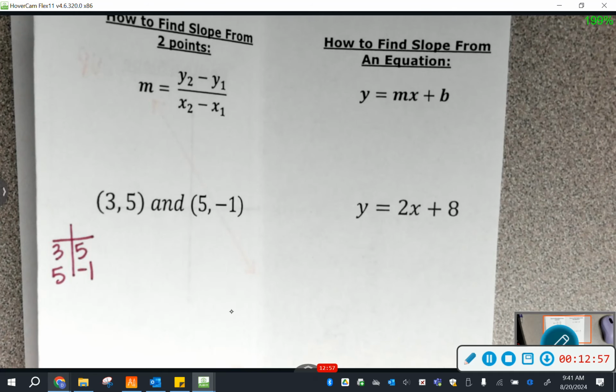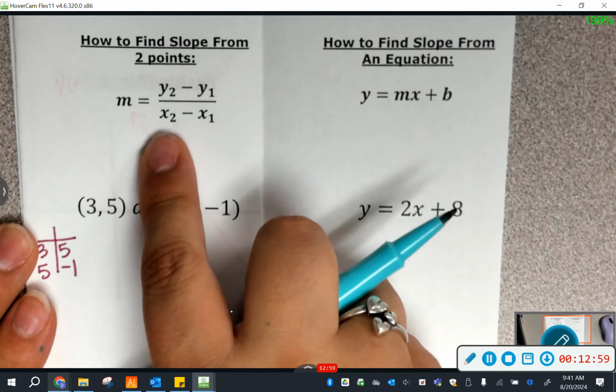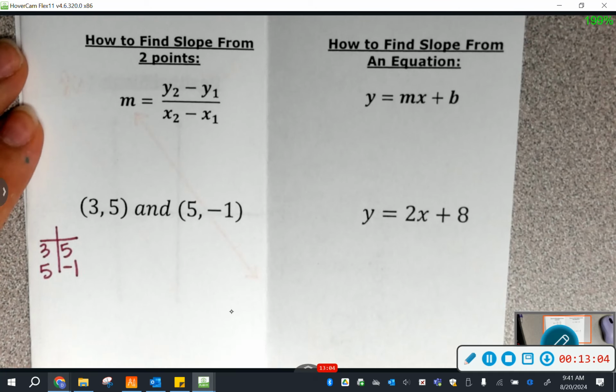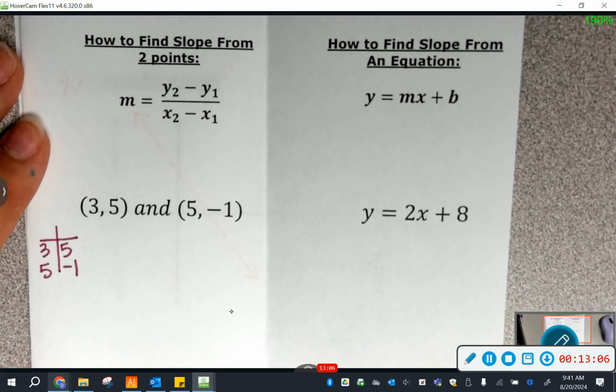Y'all have seen slope formula before? Y'all have seen this before? All right. Let's go back to what I was talking about earlier. I care a lot about your work. How can you show work for slope formula?